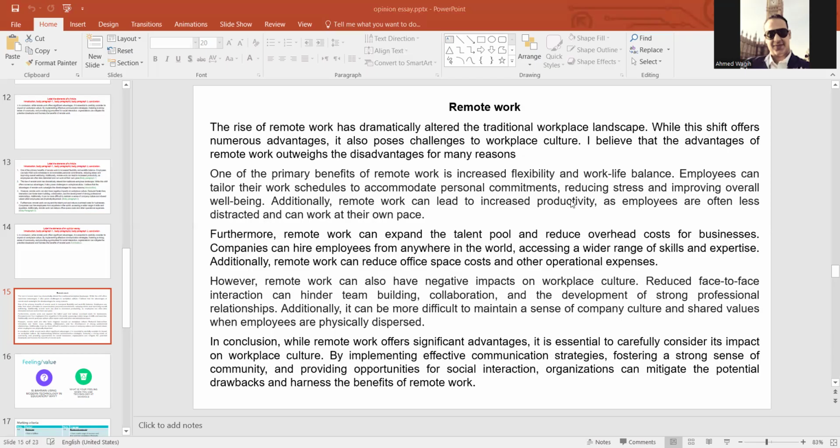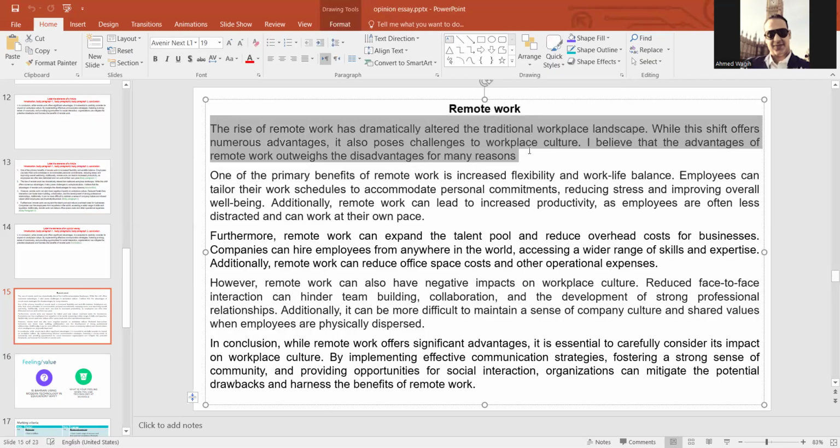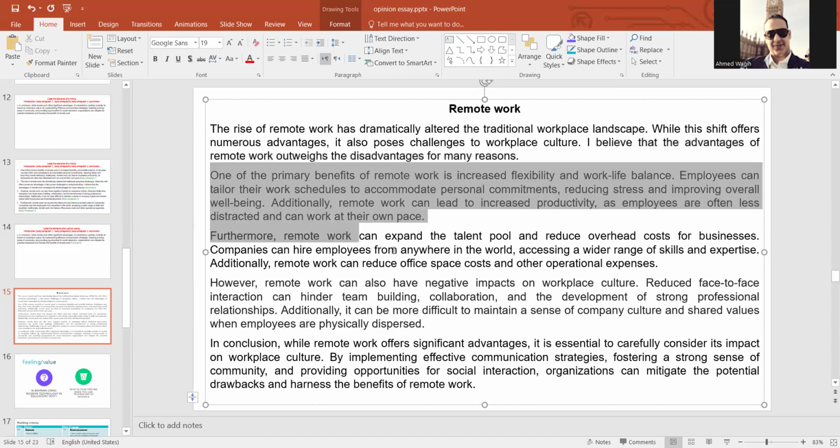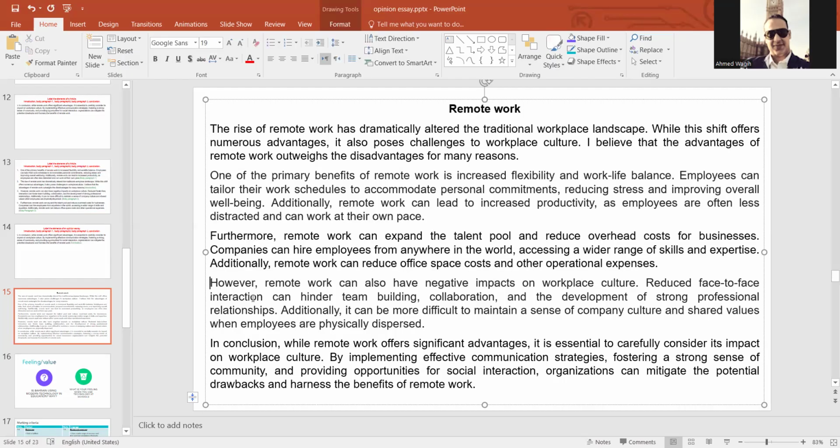Okay, so let's discuss together again the components and elements of an opinion essay. You need a title, which is here. You need an introduction. There's a must in the introduction. You need to mention your opinion and write a thesis statement. Then 2 or 3 paragraphs supporting your opinion. Then the fourth paragraph is against, then a conclusion. Clear?